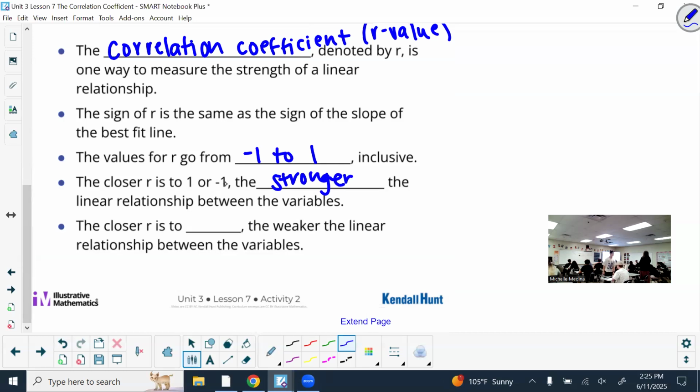So the closer R is to 1 or -1, the stronger the linear relationship is between the variables. The closer R is to 0, the weaker the linear relationship is between the variables. All of which we talked about earlier. So if you're still confused, let me know.